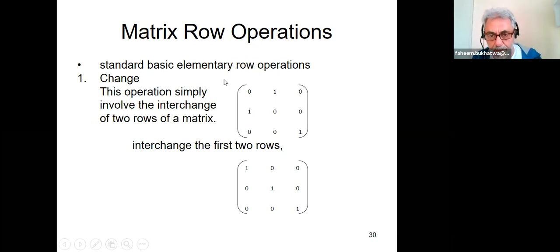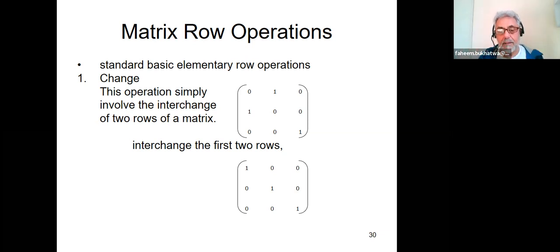So for example, looking at this matrix, if this is row number 1, row number 2, row number 3, can we change the first two rows? Like take all of row number 1 and make it number 2, and number 2 make it number 1. And there it is, and this is called row change.